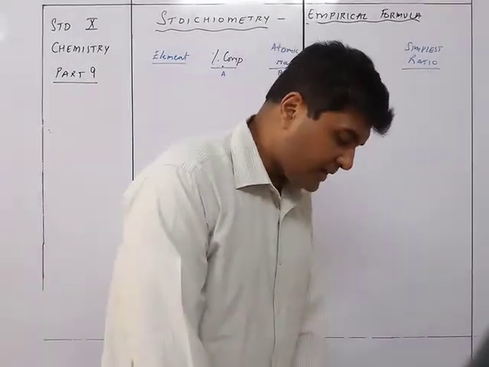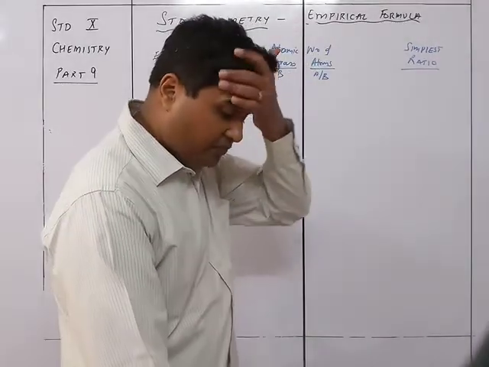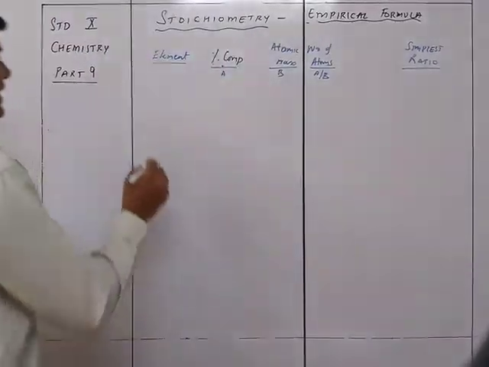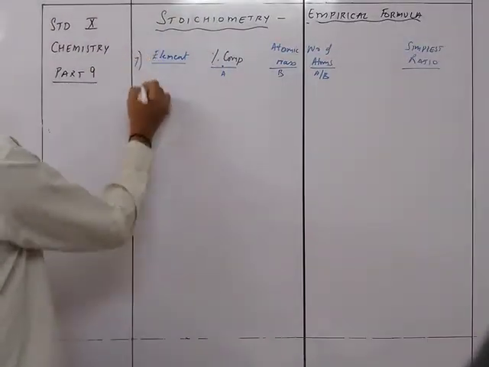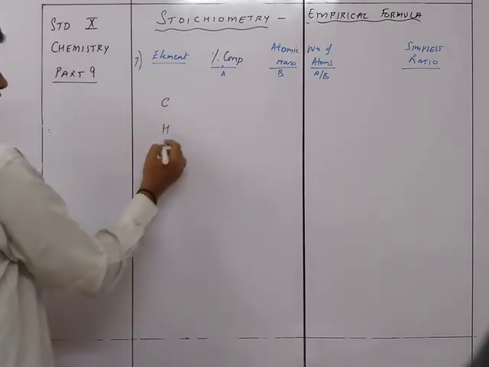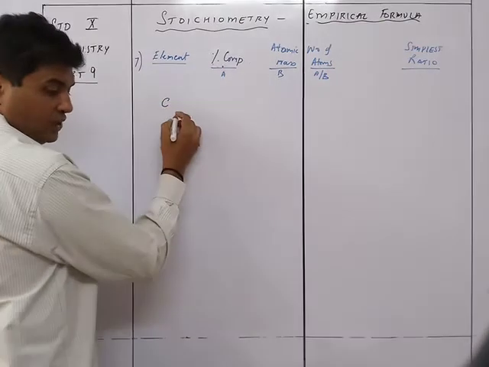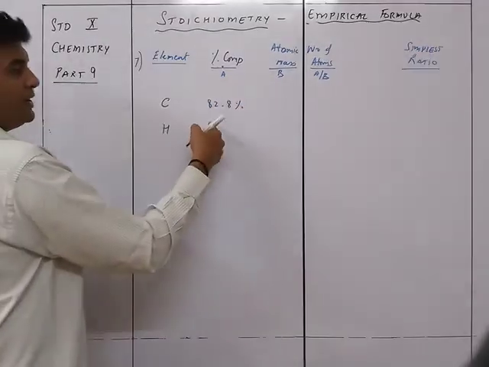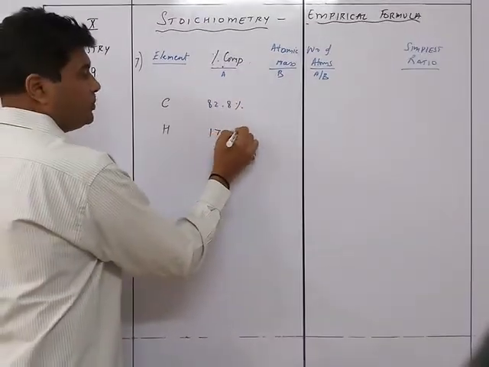A hydrocarbon contains 82.8% carbon. Find its molecular formula if its vapor density is 29. So it's only a hydrocarbon. So sum number 7, it's only carbon and hydrogen. Carbon they are given is 82.8%.